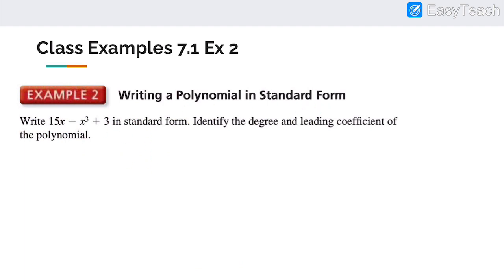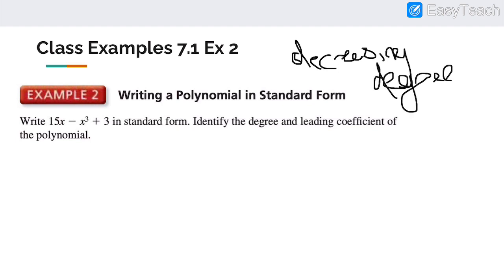So we'll want to write this in standard form. Again, remember that standard form is decreasing degrees. So we'll want to write our first degree here. We see that we have 15x to the 1st minus x to the 3rd plus 3. When we rewrite this in standard form, we get negative x to the 3rd minus 15x plus 3.